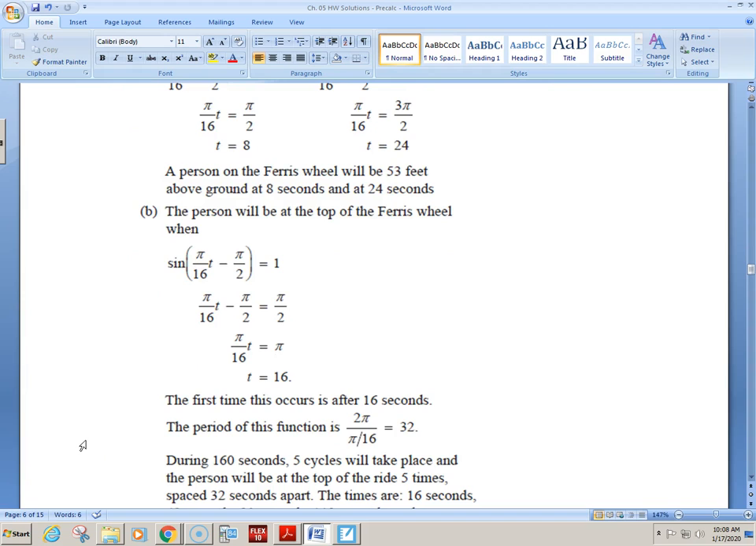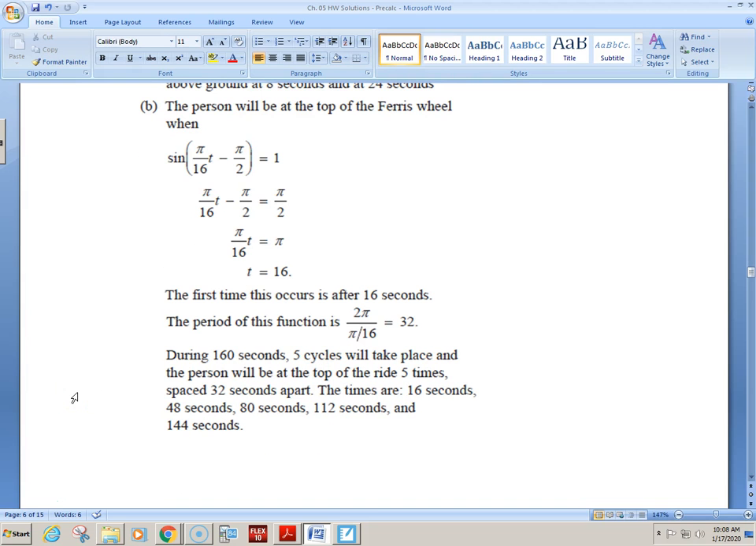So you can figure out how long they're on the ride. You can figure out if they're halfway, and then the other half, they've gone halfway in between there. 16 seconds, they were at the top of the ride, and then 32 seconds, they'll be back. And that's what's going on in all of this math down here.